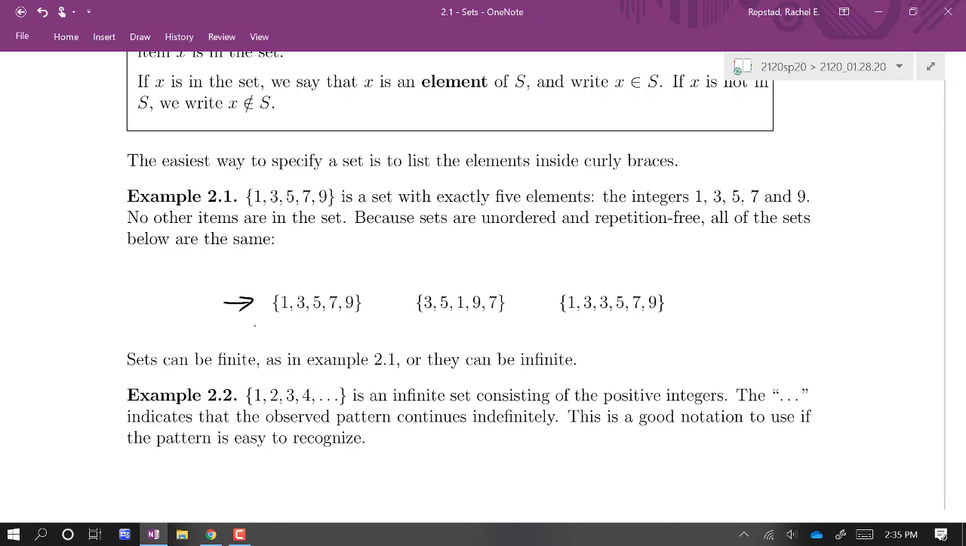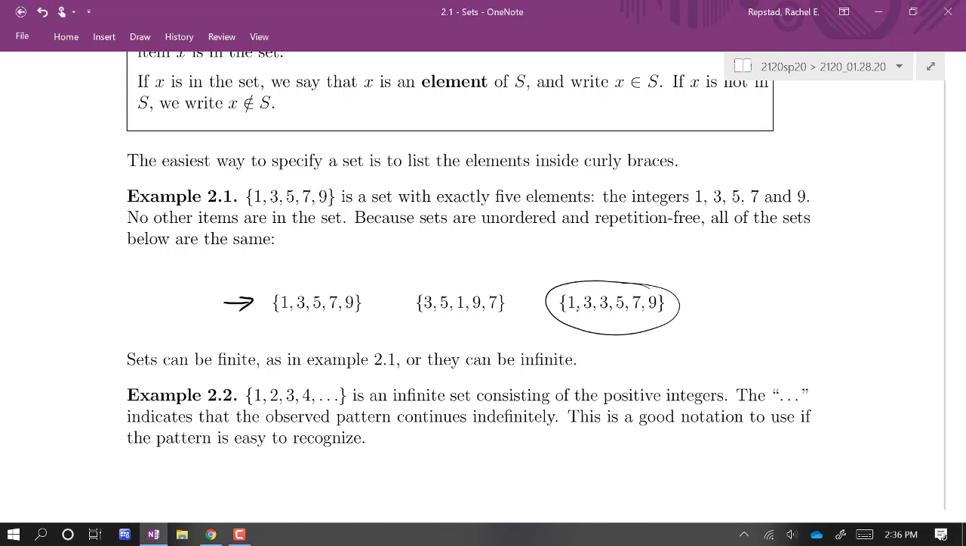It's really bad form to list an element more than once, because when we talk about the size of a set, that's the number of elements in the set. There's 5 elements in the set. There's 5 elements in that set too. But in the one on the end, it's tempting to count the 3 twice because it's listed twice. So don't double count your elements.